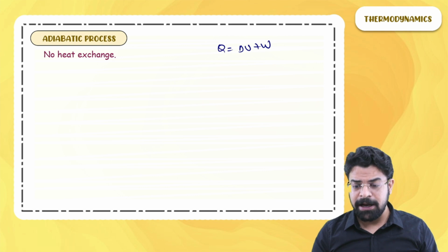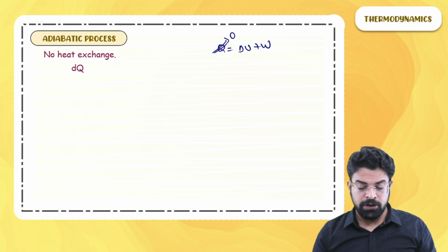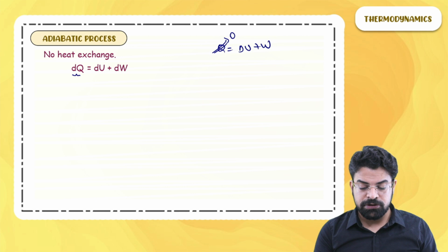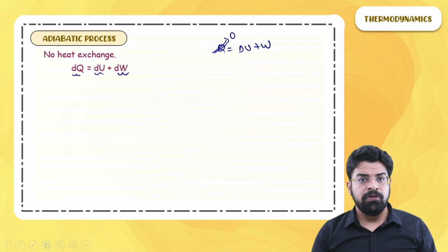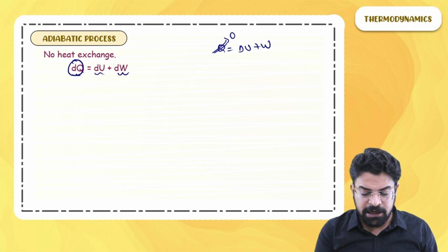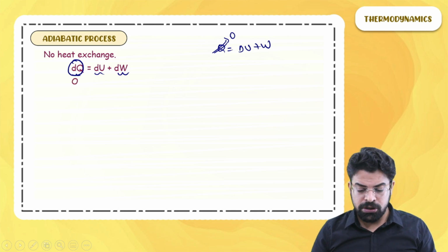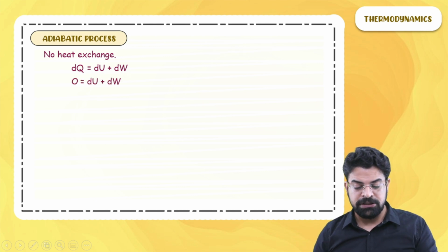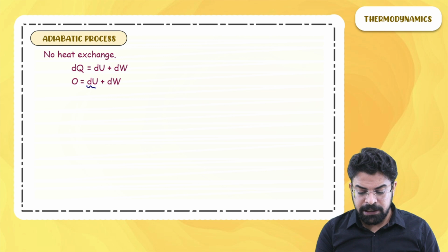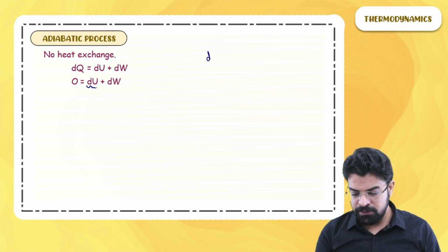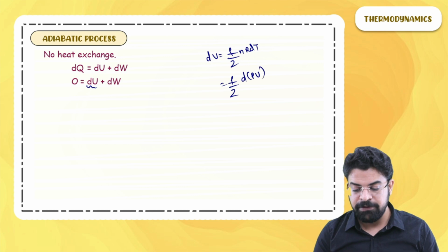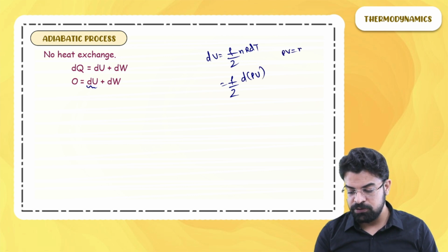For an adiabatic process, the heat given is 0. So from dq equals du plus dw, for an adiabatic process, this infinitely small heat given is 0. So you write 0 equals du plus dw. Now you can write du as how? So du can be written as F by 2 nR dT, or can be written as F by 2 differentiation of PV, because you know that PV equals nRT.